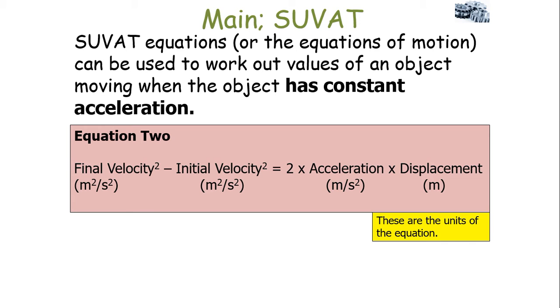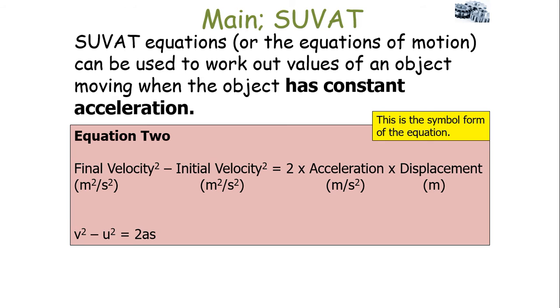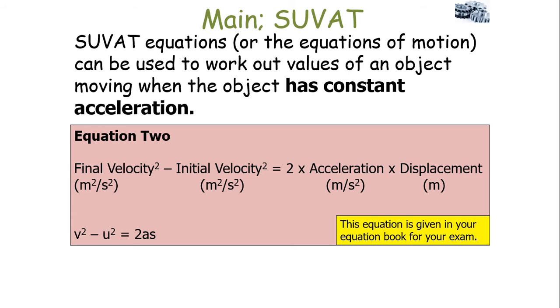We've got our displacement in meters, and any velocity squares will be meters squared over seconds squared. Now we can write this in symbol form: v squared minus u squared equals 2as. This equation doesn't have to be memorized for your examination because it is given to you in your exam book. So unlike that first equation, you are actually given this particular equation.